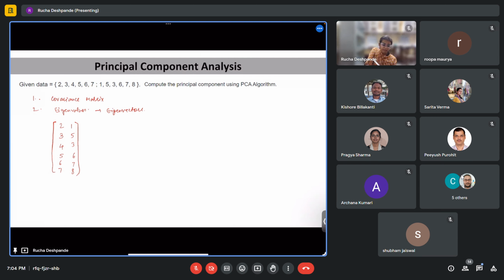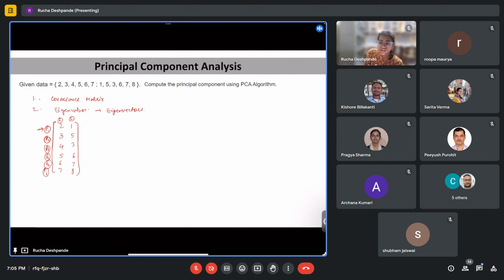So this is my band. Suppose this is band 1, band 2, and these are my pixels. So we have to apply the same statistics that we saw on this data set.